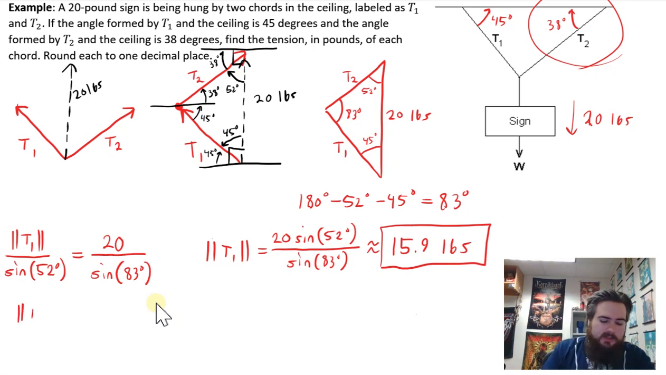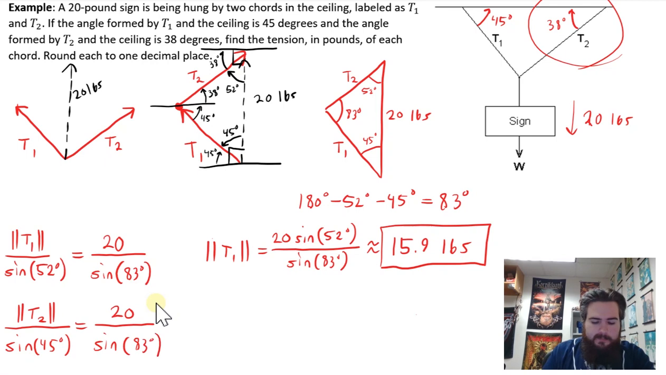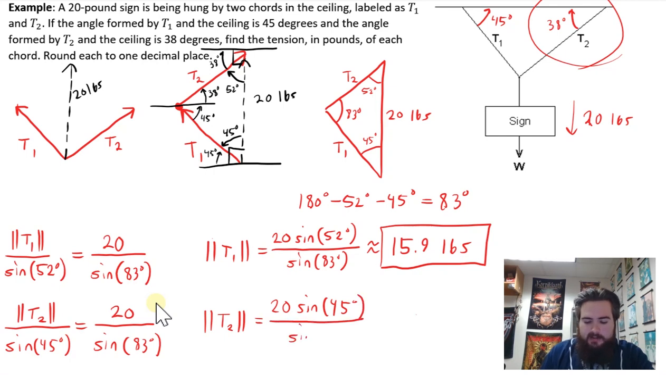And we can solve for T2 using the same method. In this case, though, the magnitude of T2 will be set to be across from the angle measure of 45 degrees. So that'll be sine of 45 degrees this time. And I will set that equal to the exact same ratio I used in the previous evaluation. Therefore, the magnitude of T2 will be 20 times sine of 45 degrees instead, divided by sine of 83.